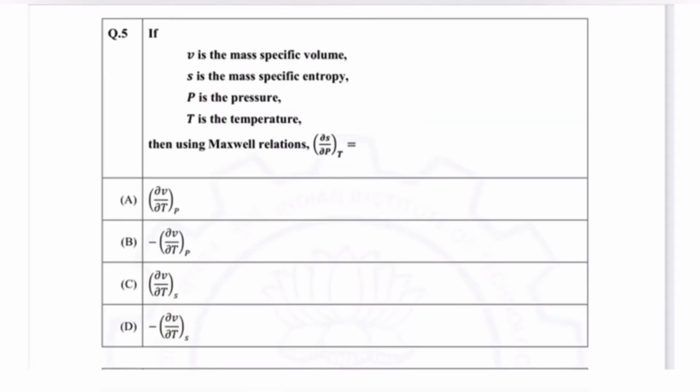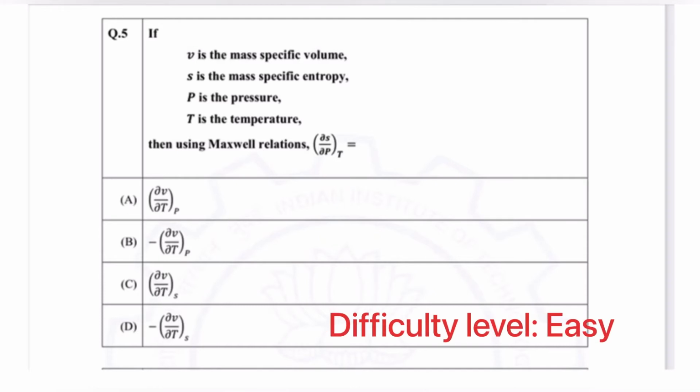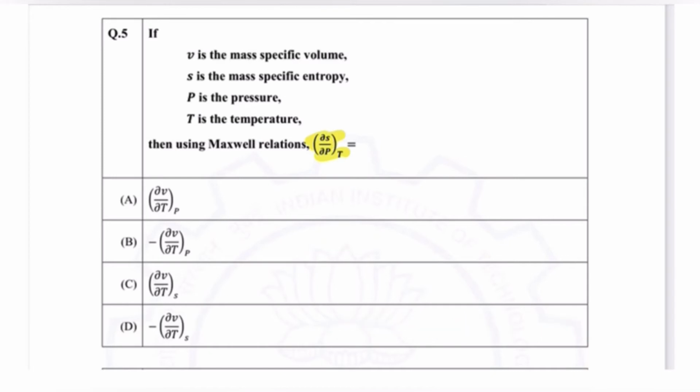So moving on to the next question. It is given that V is the mass specific volume, S is the mass specific entropy, P is the pressure, T is the temperature. Then using the Maxwell relation, in this question I have to find ∂S/∂P at constant T. For that, we must know what the Maxwell relations are.